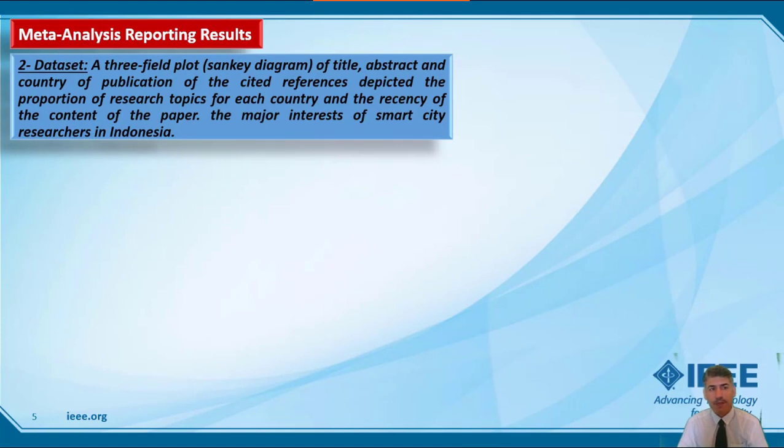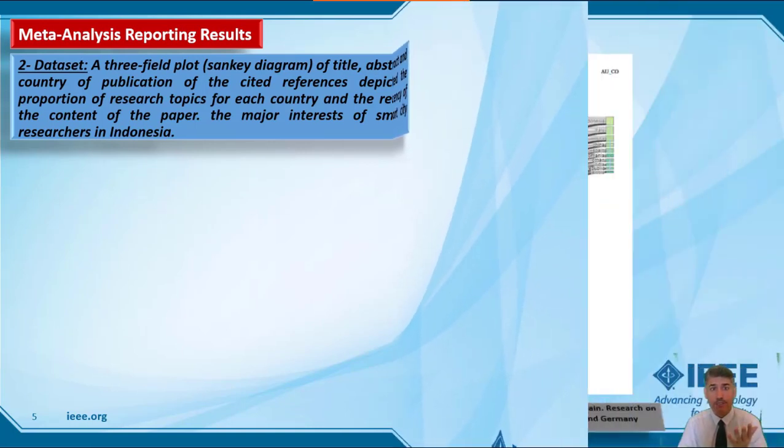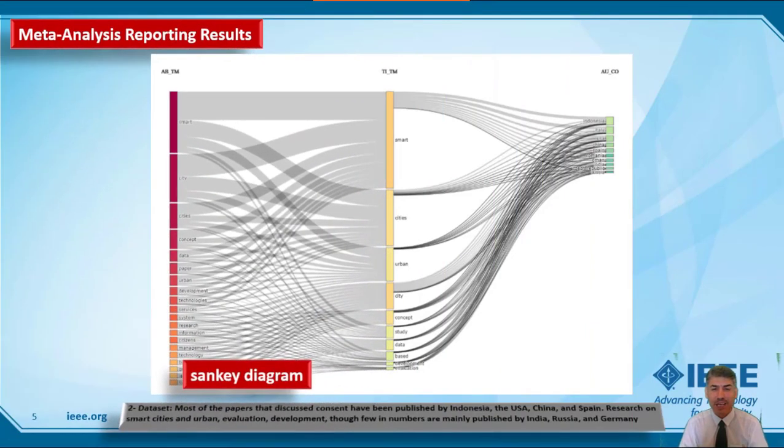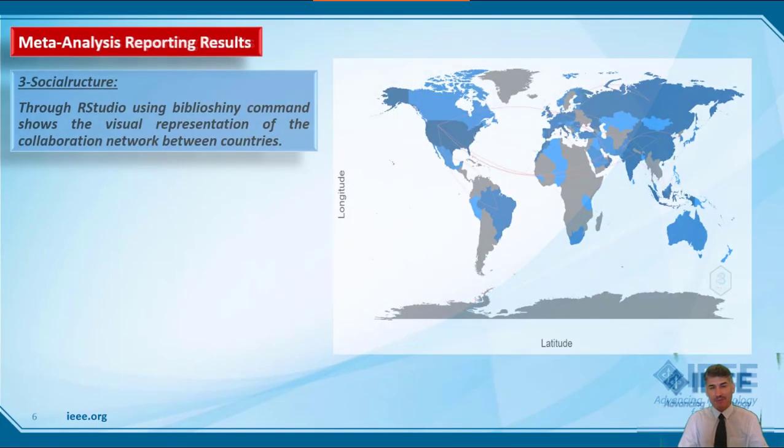The second meta-analysis result is a data set: a three-field plot Sankey diagram of title, abstract, and country of publication. The Sankey diagram gives us feedback about the title of our article, the abstract of our article, and the country of publication. So we see that and see a high number.